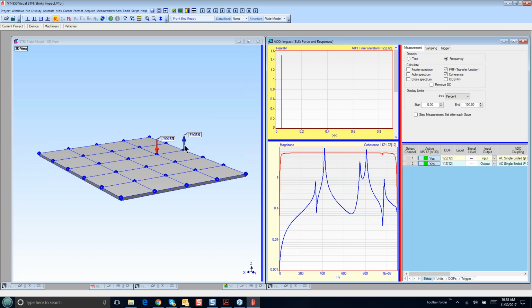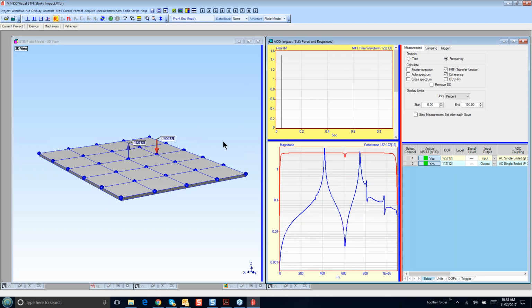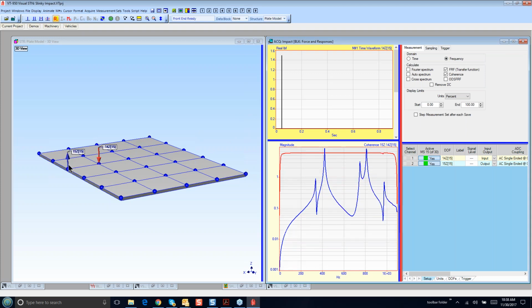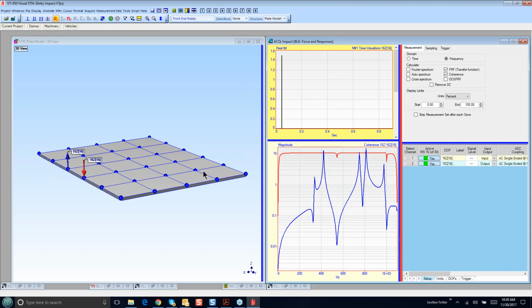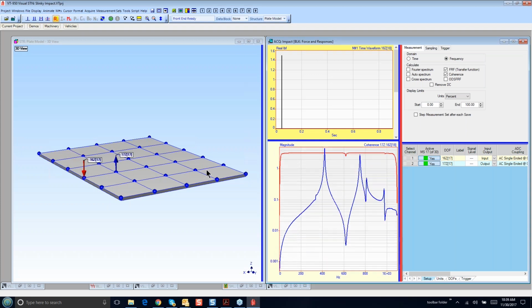So let's say I've got the accelerometer here at this point, and this is the input at this point. So then I'm going to do a Slinky. I'm going to move the accelerometer to the next point and impact again. And so now I leave the accelerometer there, I impact over here, and now I move the accelerometer and impact at the same point. So you can see the Slinky impacting is very simple.